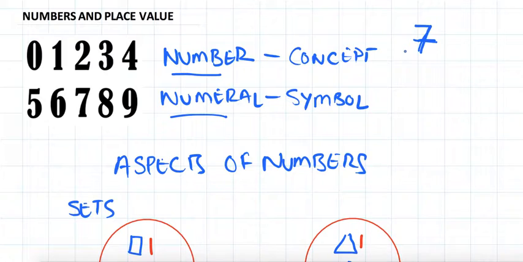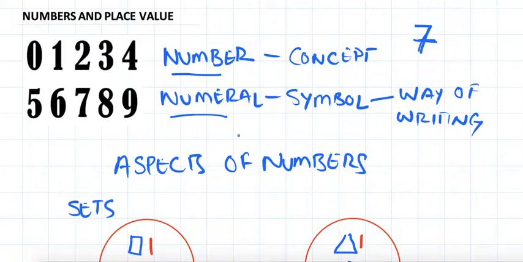A number is the concept behind a symbol, and a numeral is essentially the symbol itself, which can have different meanings. So we can say it's a way of writing, a way of representing a number. So that's the difference between a number and a numeral.